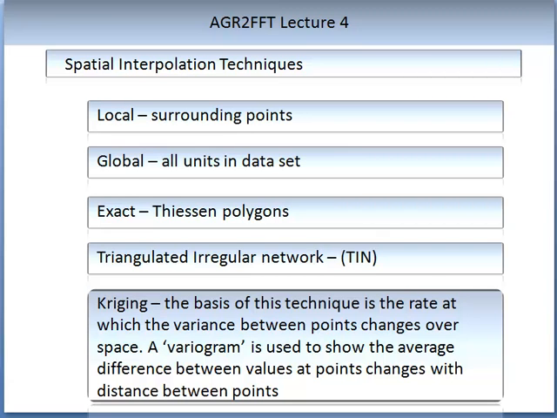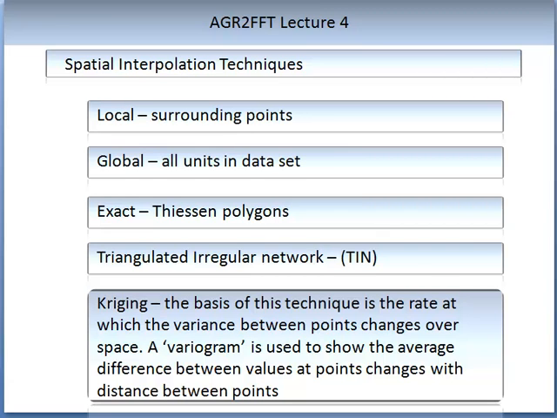There is a third category, which is an exact category, or exact. This creates a surface that passes through the sample points. Thiessen polygons are a type of exact interpolation, as the values of the points near the sample point take the same value. Another example of this is TIN, or Triangulated Irregular Network. This is often used in digital elevation models.